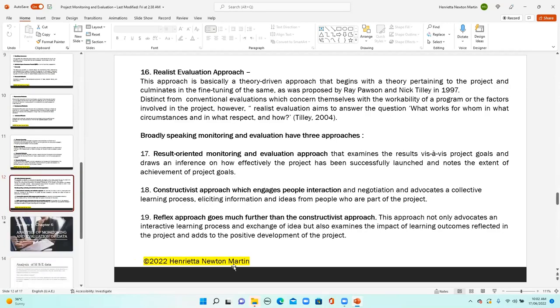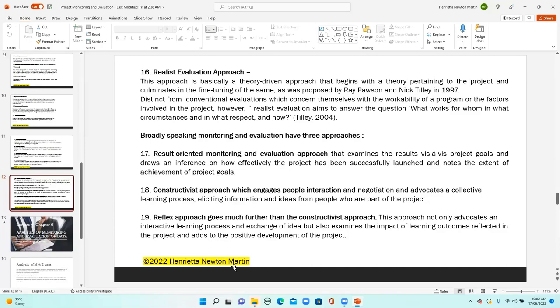Next is the realist evaluation approach. Now, this approach is basically a theory-driven approach that begins with a theory pertaining to the project, and it culminates in the fine-tuning or refining of the same, as was proposed by Pawson and Tilley in 1997. So it is distinct from traditional evaluations, which concern themselves with the workability of a program or the factors involved in the project.